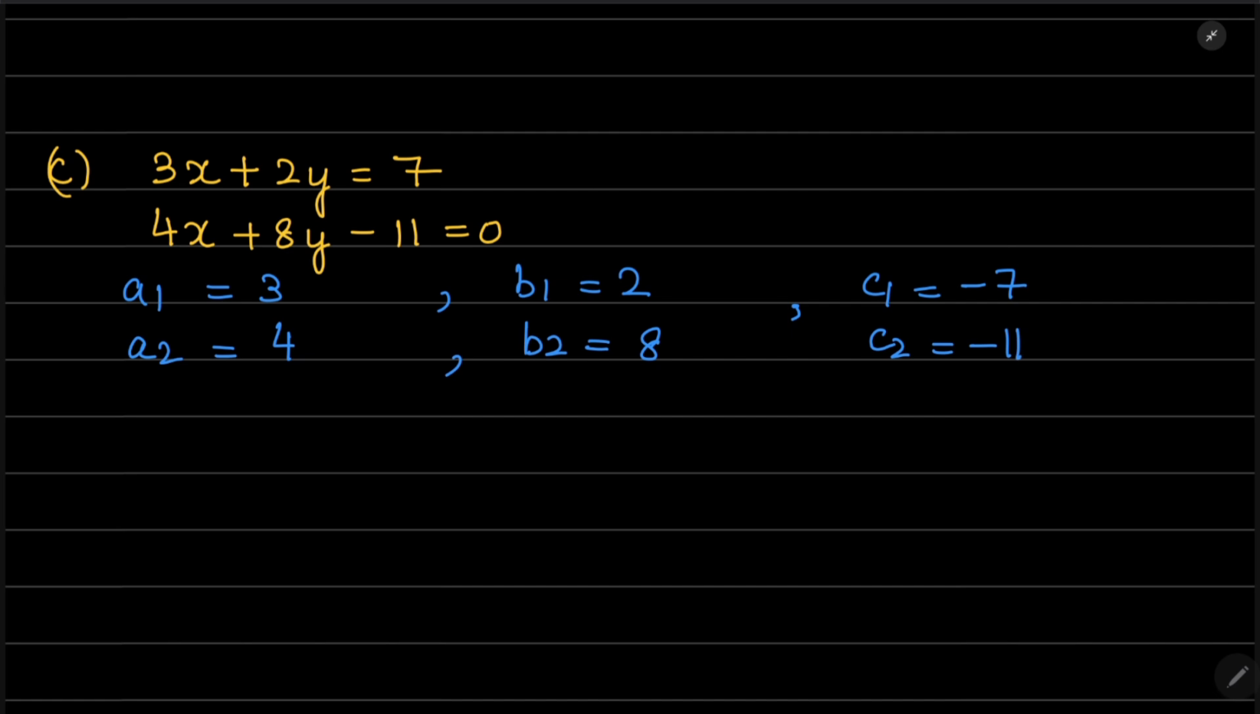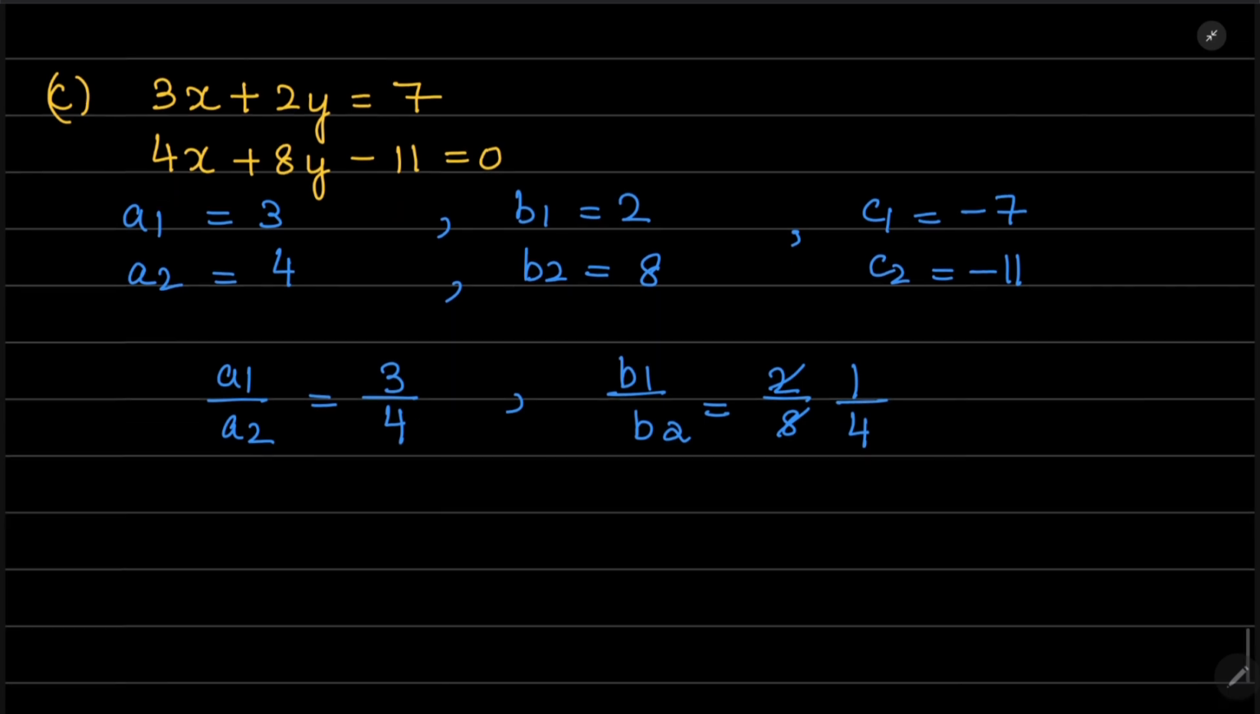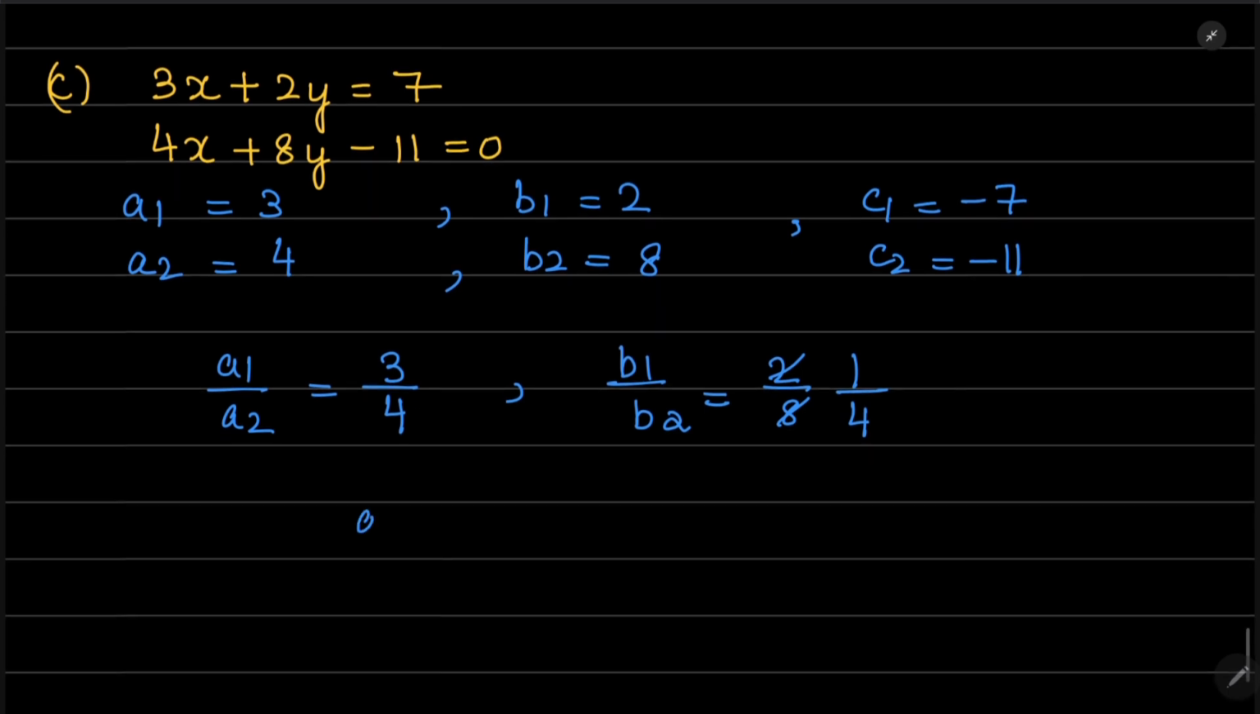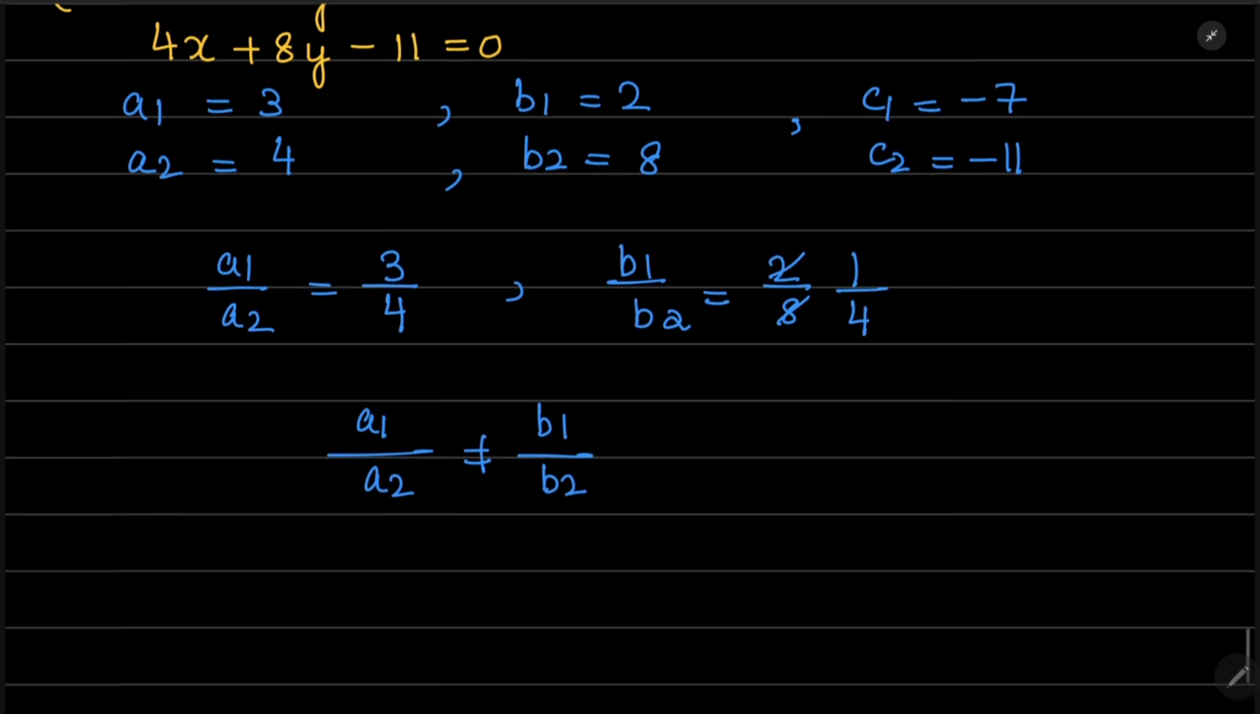Okay, so that there is a uniformity in how the coefficients are. So what is A1 by A2? It is 3 by 4. What is your B1 by B2? It is 2 by 8, which is nothing but 1 by 4. Now, the minute you have A1 by A2 not equal to B1 by B2, you don't even have to go for the C1, C2 ratios. Therefore you can write both the lines intersect each other.